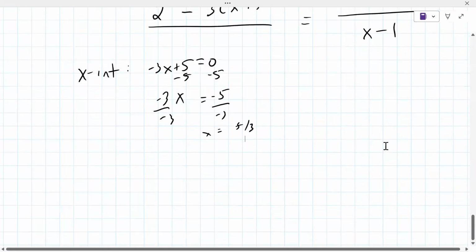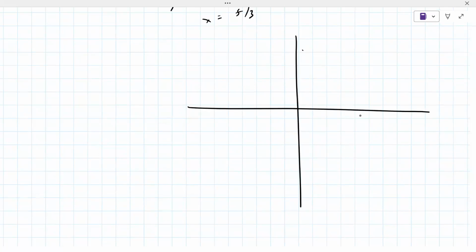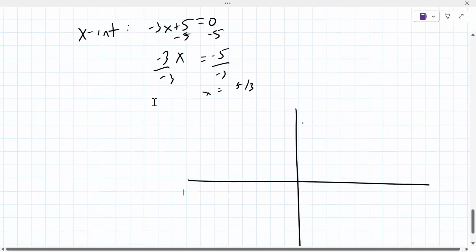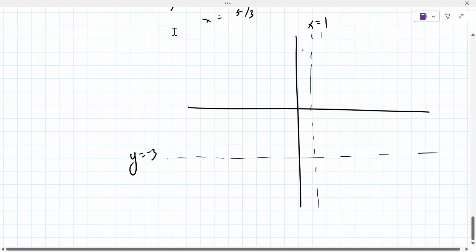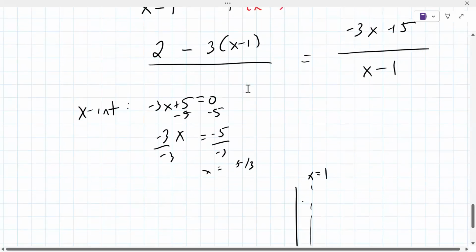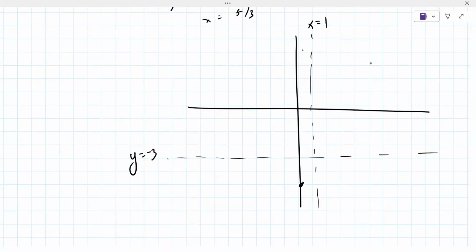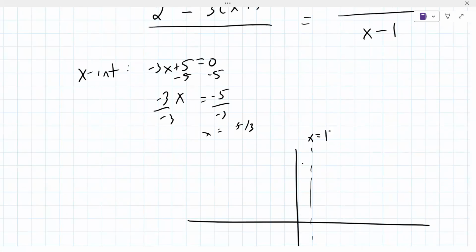Okay, now we should have been graphing as we go. So the quick sketch of this is x equals 1, y equals minus 3. Okay, and then we can do the x-intercept and the y-intercept. For the y-intercept, 0, negative 5 is down here. The x-intercept is 5/3.